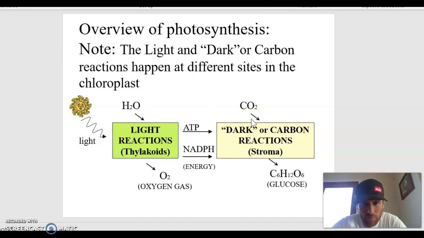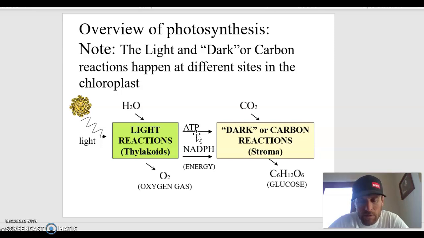So here's an overview. What happens here is light comes into the thylakoids, like we talked about, along with water and carbon dioxide. What we're doing is we're producing this stuff called ATP, which I should probably talk about right now. ATP is essentially the molecule, the energy carrying molecule in cells. So we actually have ATP in our bodies too. It stands for adenosine triphosphate.